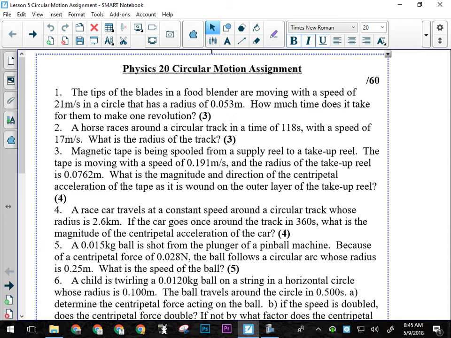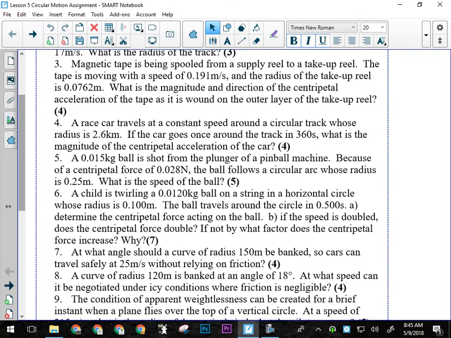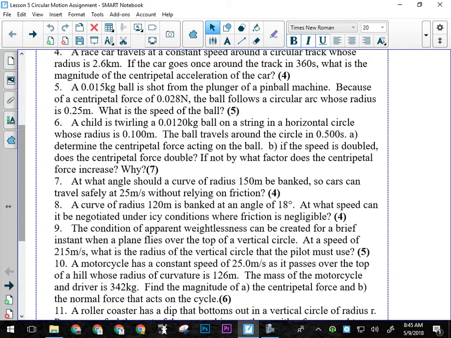So not too much to tell you about number one. It's kind of as simple as it sounds. Same with number two. Number three: what's the magnitude and direction of the centripetal acceleration of this magnetic tape that's being wound around a spool? Number four, again, nothing terribly complex there. Number five, make sure you read it carefully. Number six, yeah, it's uniform. So that one's more of a check-your-understanding type of question.